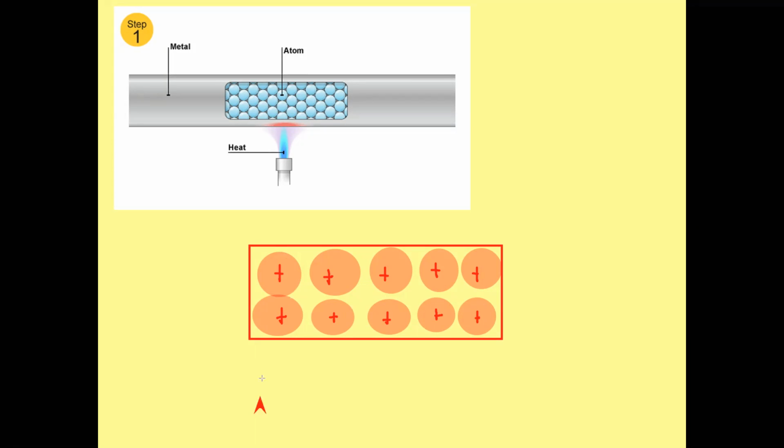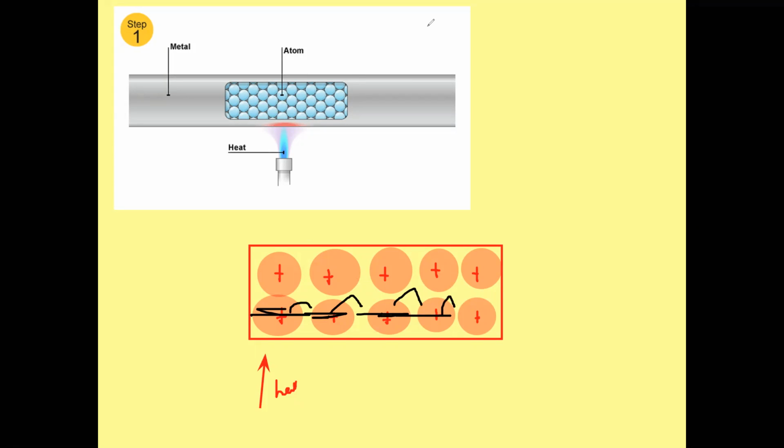What is the meaning of lattice vibration? If I supply heat energy, this heat energy causes this particle to vibrate. This will collide with another particle and they transfer the energy from one place to another. So transfer of energy by vibration of the particles and collision is called lattice vibration.